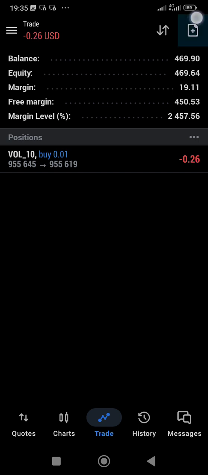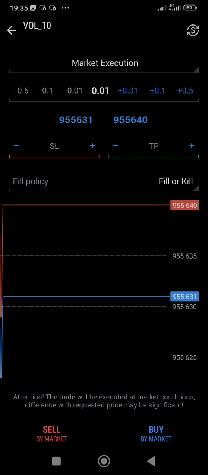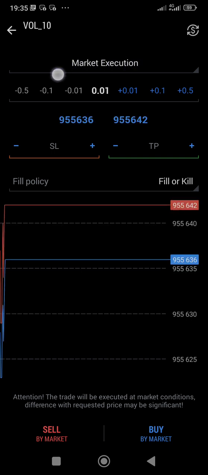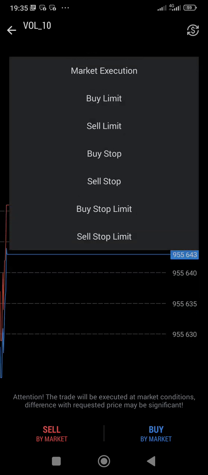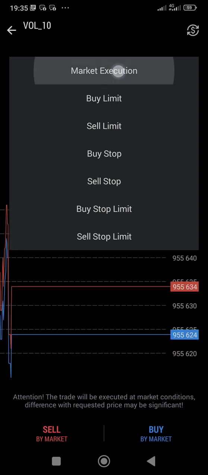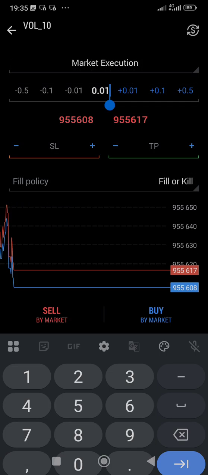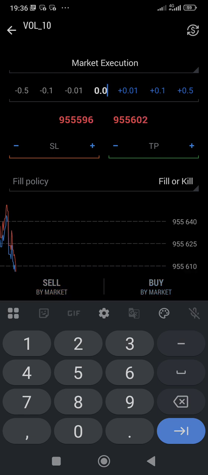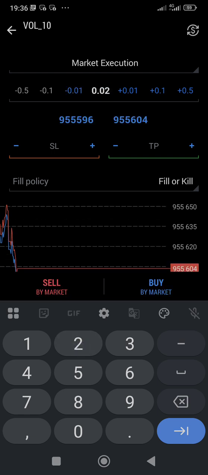You see this icon right here. If you click on it, it's going to show you the new order that pops up here. What you need to understand is you have a market order right here. If you want to place a trade on the market order, just click on market execution. You click on the leverage you want to place that trade with. If it's 0.02, then you click 0.02. If 0.03, you do that, and then you click either buy or sell.